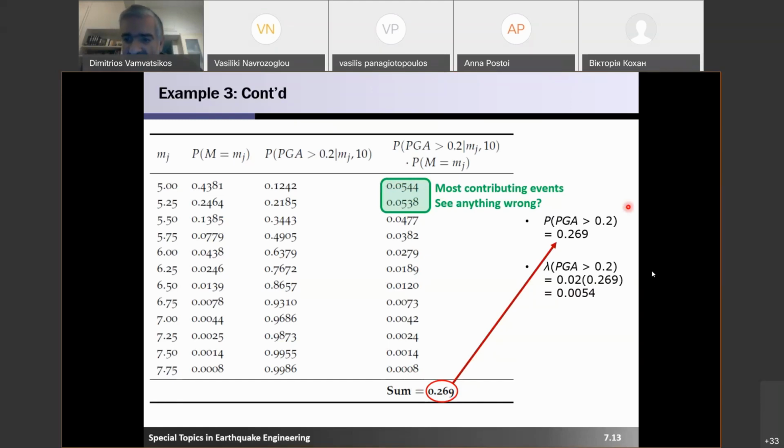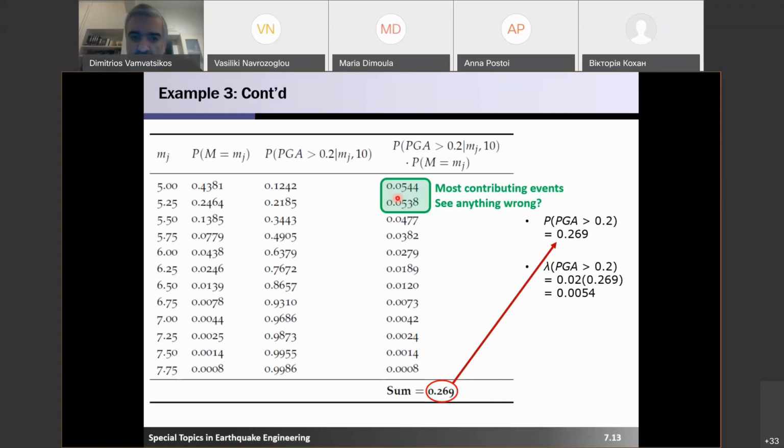Crystal, tell me. Smaller magnitudes. Maybe we should have smaller magnitudes. Is that what you said? Yes. Why? Because I see that the magnitudes of 5 and 5.25 have a large contribution. So maybe there are smaller magnitudes that also have a large contribution. That's the problem. Maybe we're missing something.